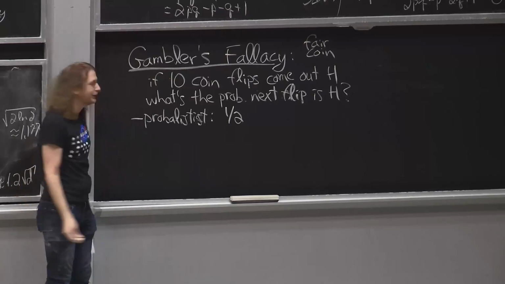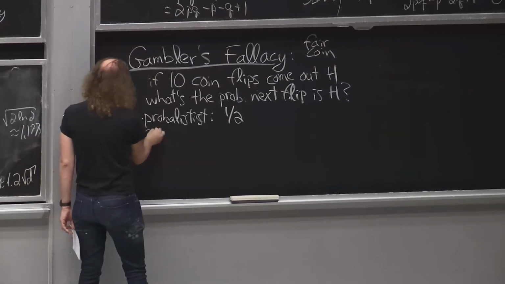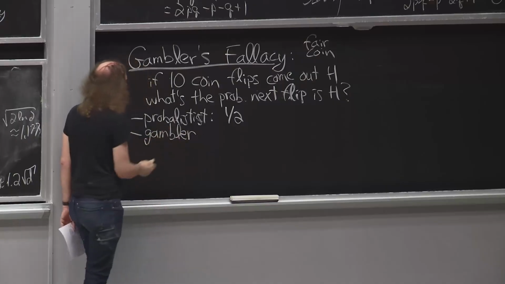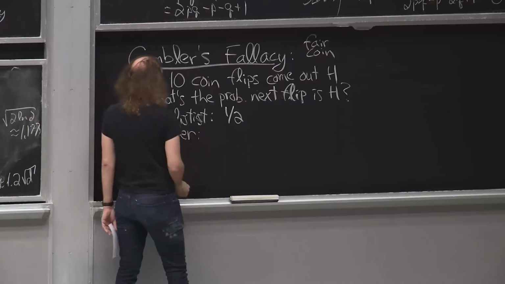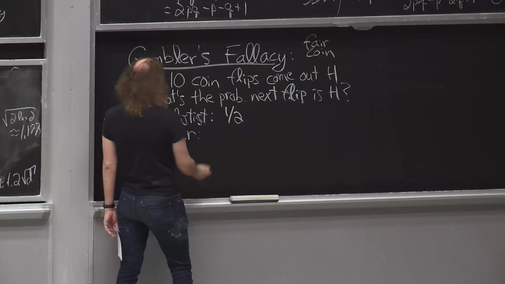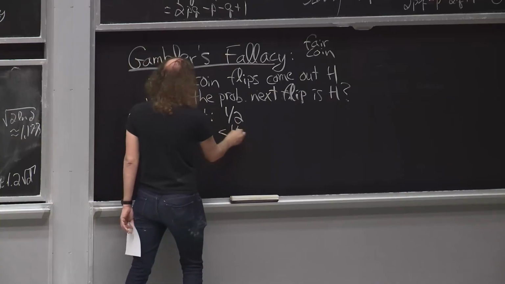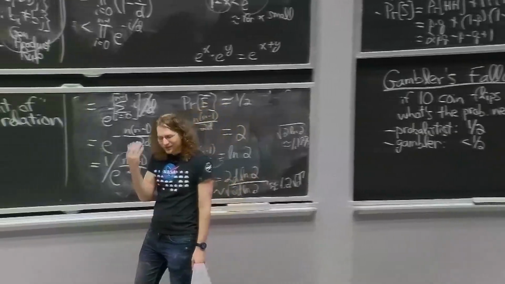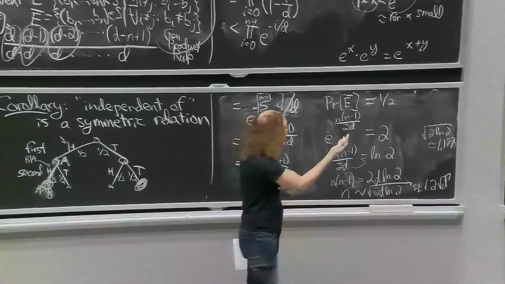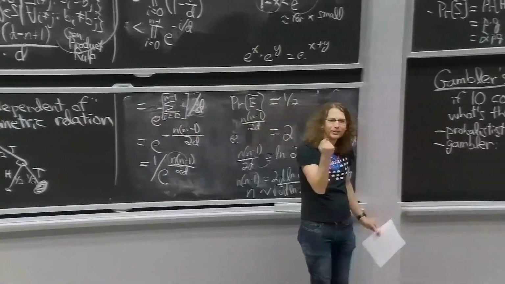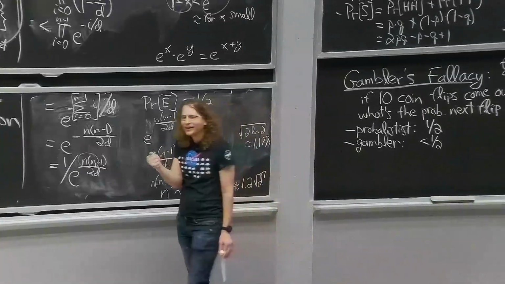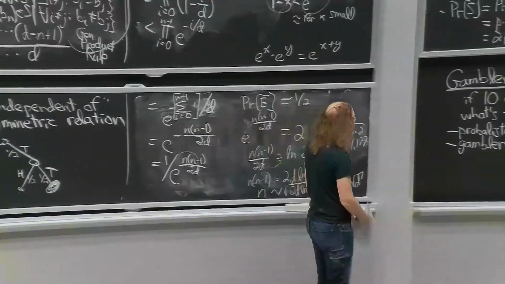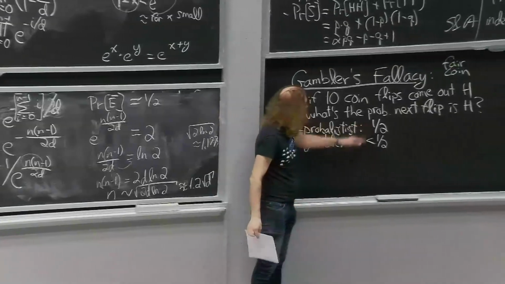If you're a gambler, probably an addicted gambler, I mean, this is a statement about human psychology, they say less than 1/2. Because I'm due for a tails, don't you think? A hypothetical gambler imagines that the coin has memory. It remembers all those heads it got, and when you flip it the next time, now finally it's going to be tails. But no. Probability is actually 1/2.